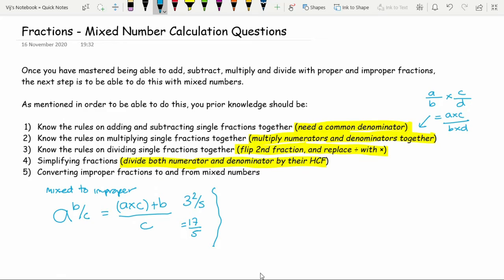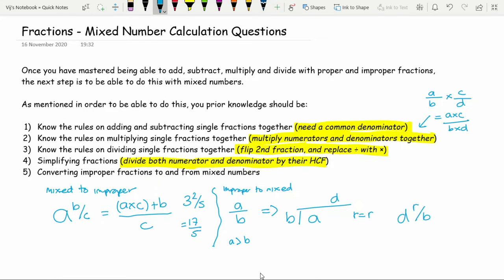And then if we're converting improper to mixed, if we had an improper fraction of A over B, where A is bigger than B, then we turn that into a bus stop question, and we've got A here. If I call this your D and your remainder R, then what this becomes as a mixed number is D and then your remainder over B.